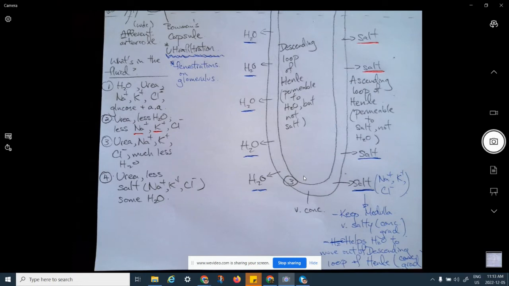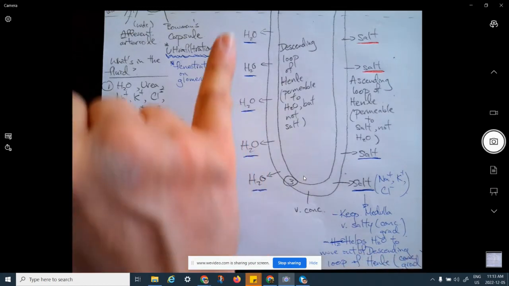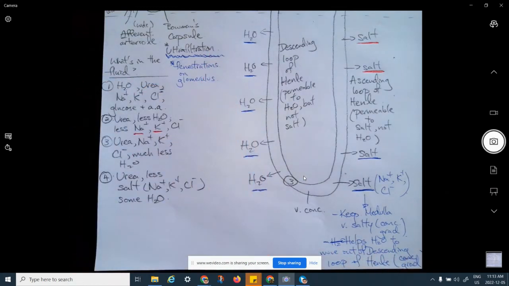Yes. What's the word after keep? After what? Keep. Keep medulla very salty, maintaining that concentration gradient. And because of that concentration gradient, then water would be able to come out of the descending loop of Henle.